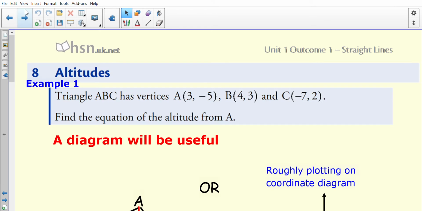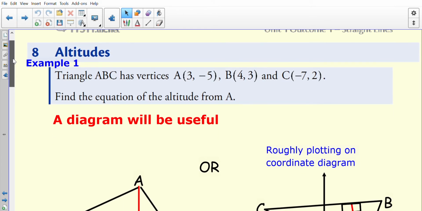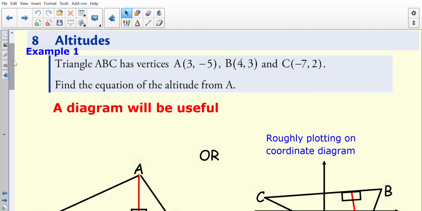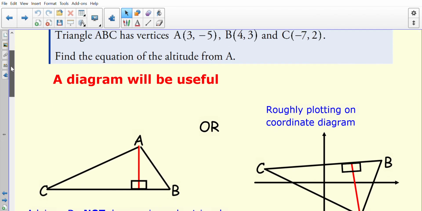Let's move on then to this example. Remember, you'll get a copy of all your notes when we return to school, but if you do want to copy them down, you can. So this first example, it's got a triangle, 3 points A, B and C. Find the equation of the altitude from A. So the first bit of information there is this from A part, so we know that it passes through point A, (3, -5). So we've got partly what we need. We now need to find out what the gradient of the altitude is.